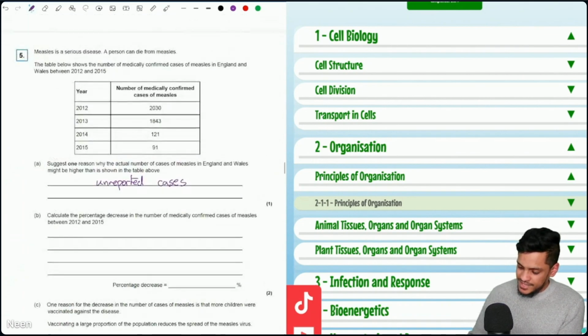Calculate the percentage decrease. We had a similar question with the bar chart earlier. This time they've given us numbers and they're asking us to calculate the percentage decrease from 2012 to 2015. How can we calculate the percentage decrease? This is like a maths question here. What could we do?